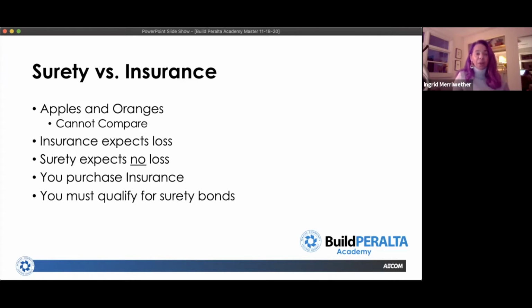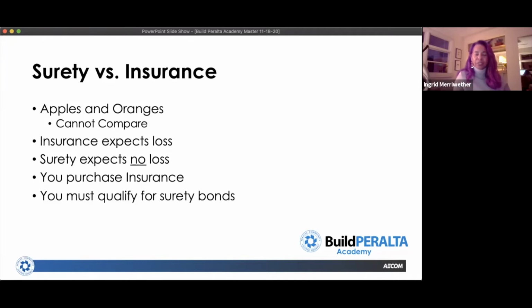But another term for bonds is surety. So you'll hear me use bonding and surety synonymously because they mean the same. To first get an understanding of what's different about them, because they oftentimes get lumped together and it can get really confusing as to what represents a bond and what is insurance, they really are apples and oranges. They really don't compare, except for the fact that they both come from the same industry, the insurance and financial services industry. Other than that, they're very different.